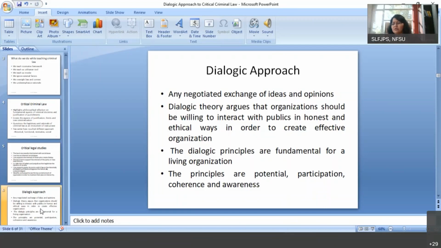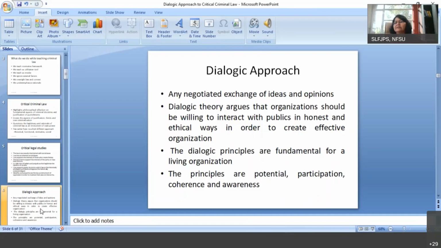So let's understand first, as teachers or a group of teachers, we must have studied the dialogical approach of learning. So what does dialogue mean? The whole dialogical thinking has come from literary theory, and as we all know, it is any negotiated exchange of ideas and opinions. There has always been a negotiation, an exchange of ideas and opinions, which is very vital in order to establish the dialogue.